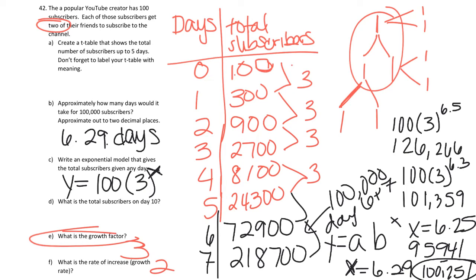And then we can plug in 10 to answer the last question. We get 5,904,900. So basically that's all I need.